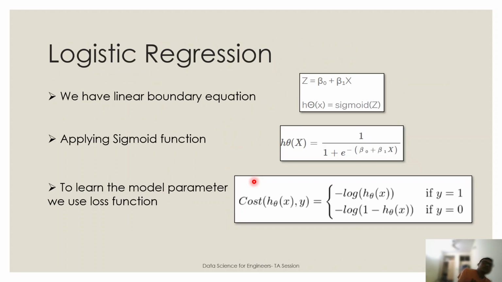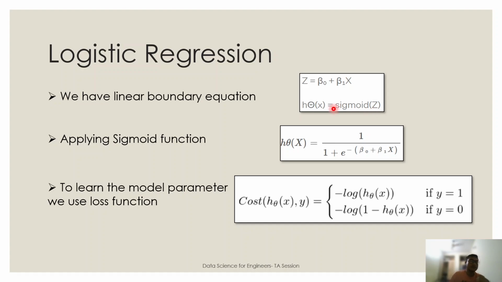Now, moving towards the mathematics of logistic regression. So we have the linear boundary equation. To keep it very simple, we are considering only one variable. So here z equals beta 0 plus beta 1 x. Beta 0 is your intercept and beta 1 is your slope. After training, you will get some values of beta 0 and beta 1. That's exactly your model. So that is equal to z, and you will give this z to the sigmoid function.